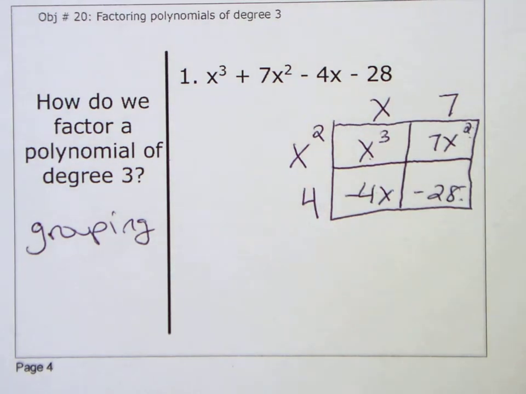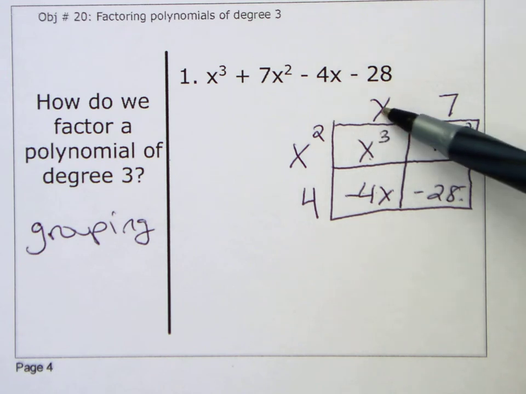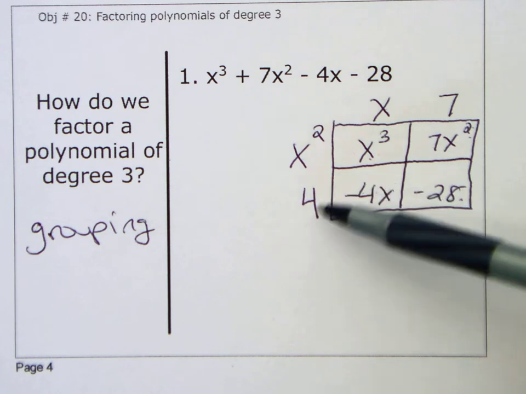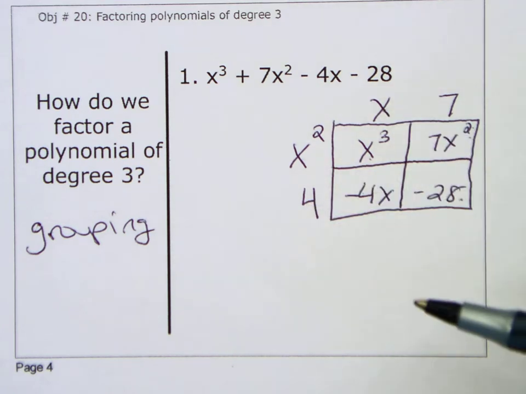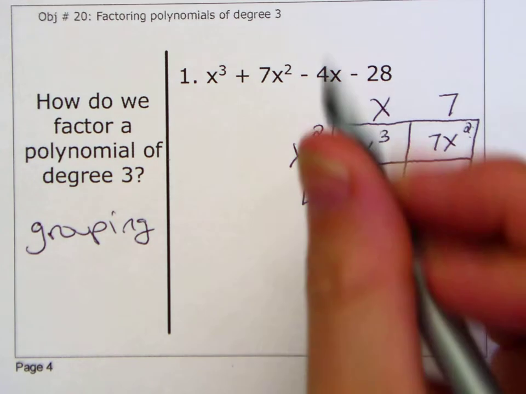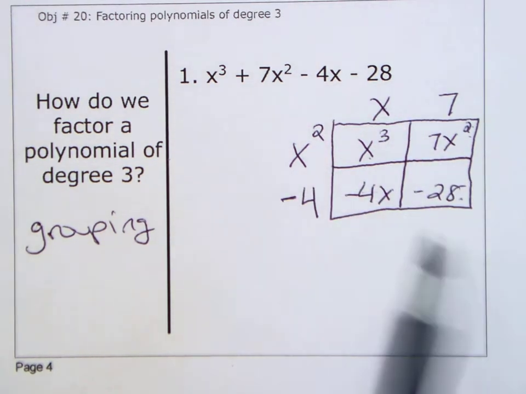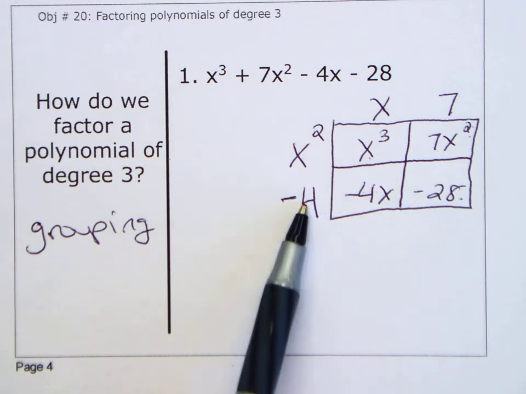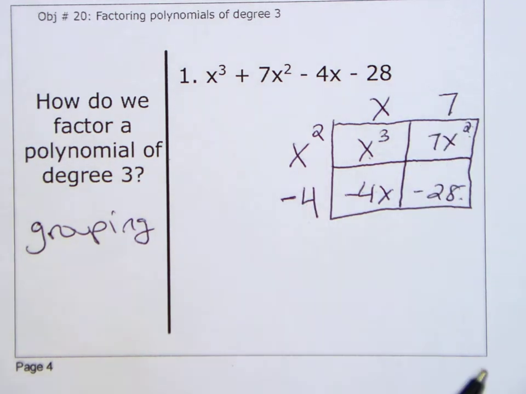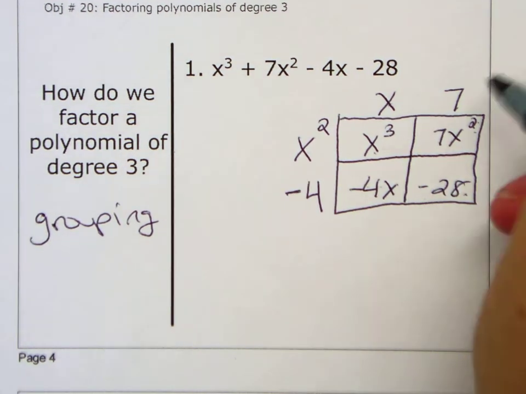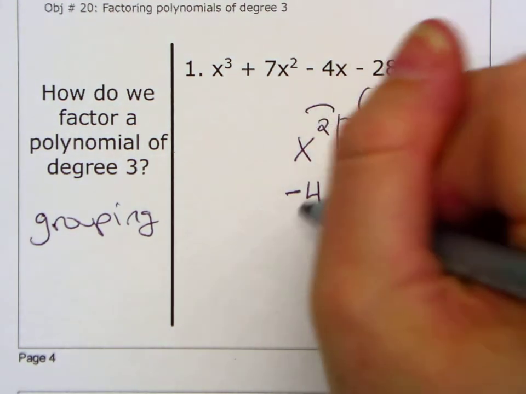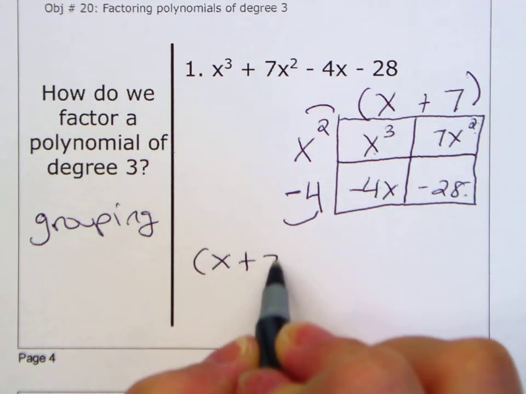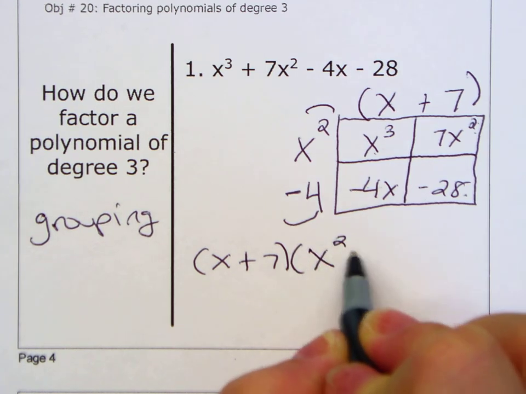Now these are really easy to check, multiply. What's x squared times x? x cubed. x squared times 7, 7x squared. What's 4 times x? Is it negative 4x? No, we need a negative. So actually this is going to be negative 4. One rule you can use is if you see 2 negatives, your GCF is negative. Negative 4 times 7 is negative 28. So these are our answers. We put parentheses around them, and if there's no sign, put a plus. So the answer is x plus 7 times x squared minus 4.